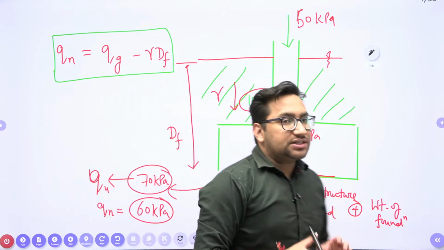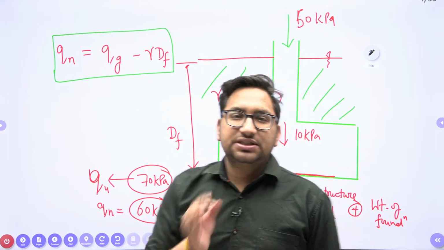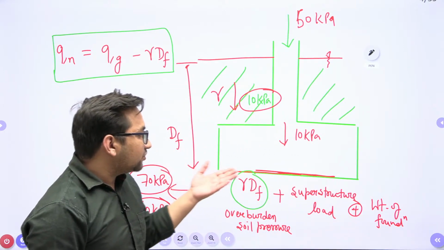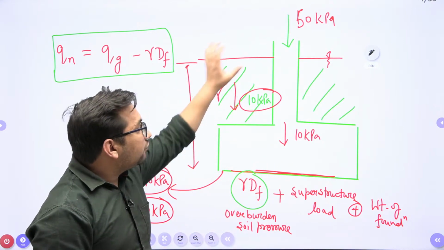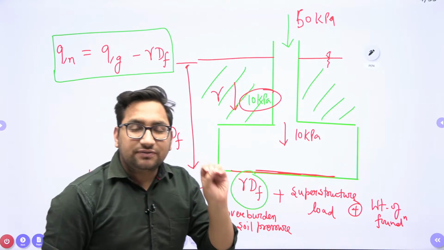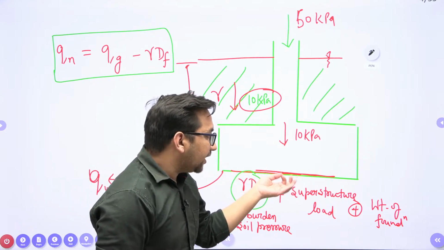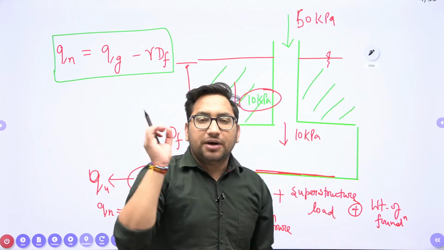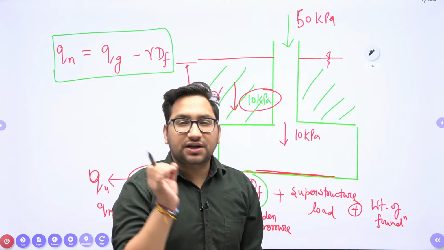Now try to understand what is the ultimate bearing capacity of soil. Ultimate bearing capacity of soil is the maximum value of gross pressure which your soil can take, right? If you apply a pressure value greater than this particular value, your soil is going to fail in shear. Clear this thing?